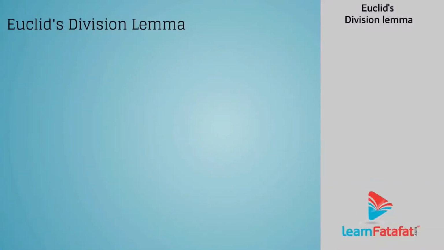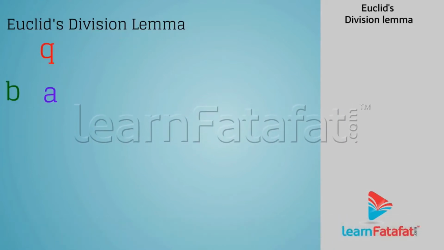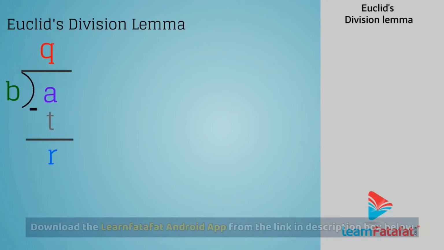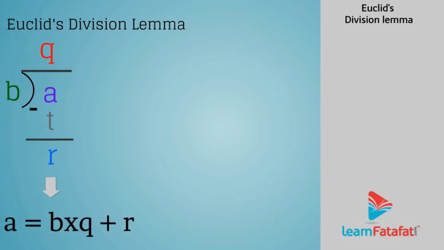For any two positive integers a and b, there exist unique integers q and r satisfying a equal to b multiplied by q plus r.